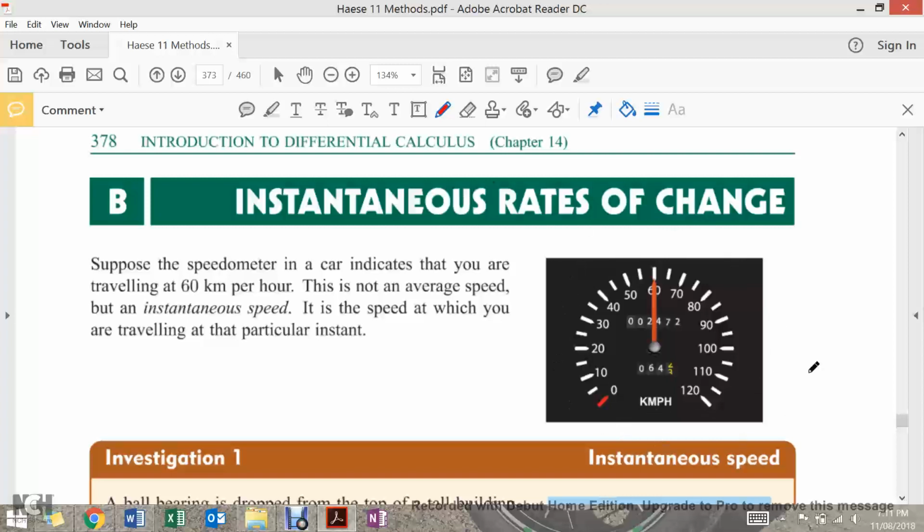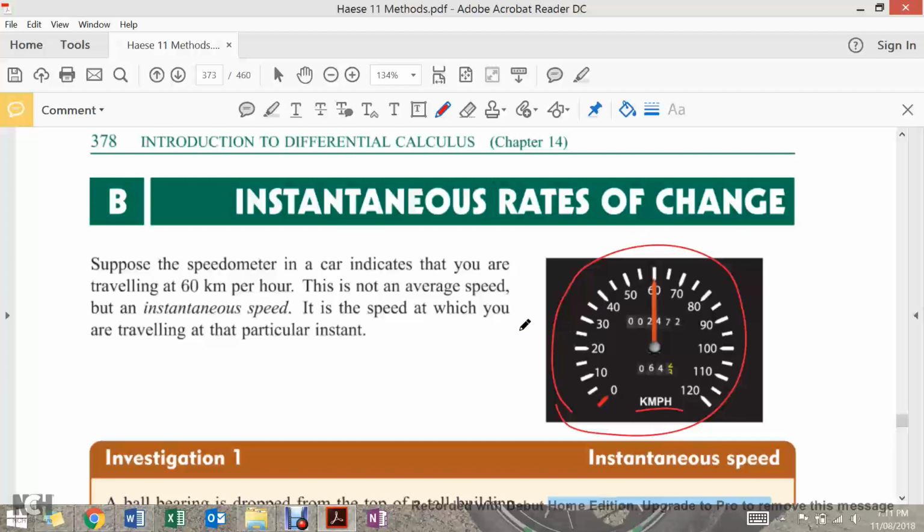We have our speedo here, our speedometer in a car, measured in, as far as I'm concerned, the proper units, kilometers per hour. America, get good. And what this shows is your instantaneous speed. Your instantaneous speed. This is not your average speed.